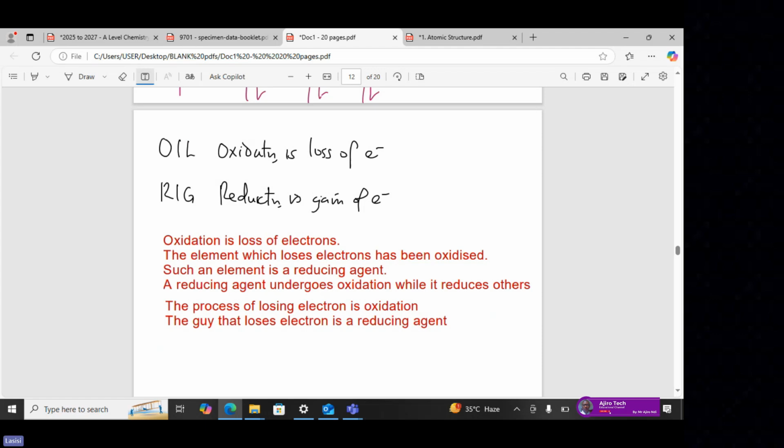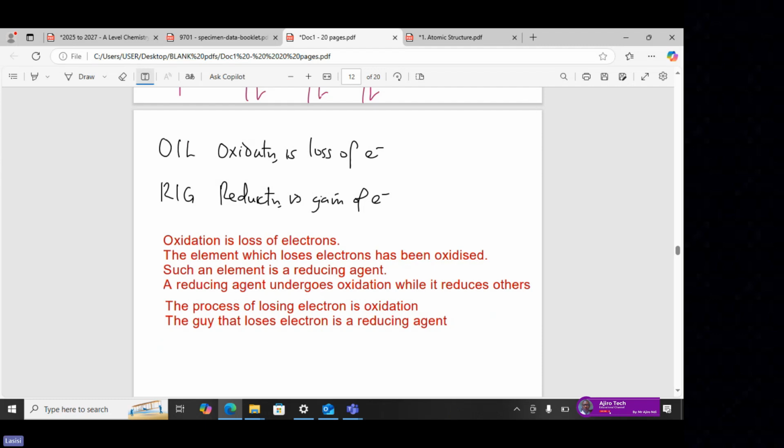An oxidizing agent undergoes reduction. If you call me an oxidizing agent, that means I can oxidize others, but I myself am reduced in the process. If you call me a reducing agent, you are saying that I can reduce others while myself I'm oxidized in the process.